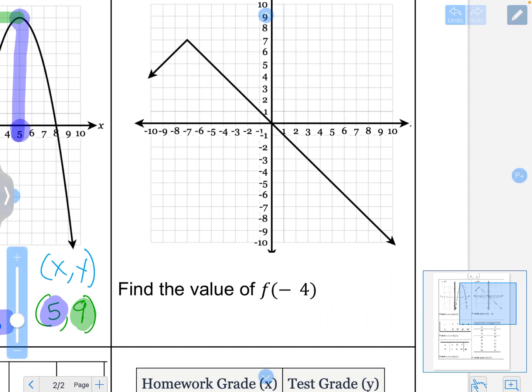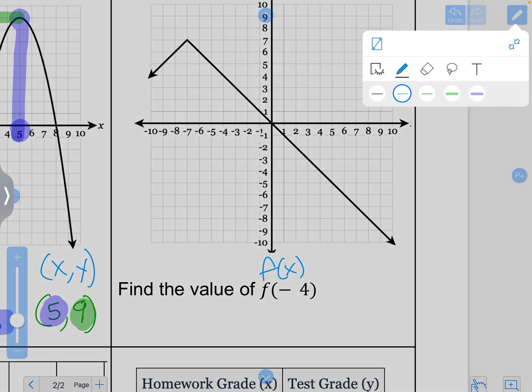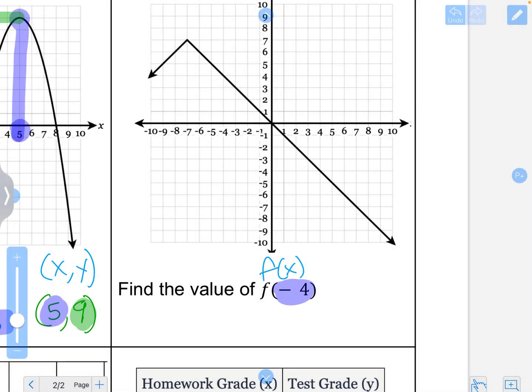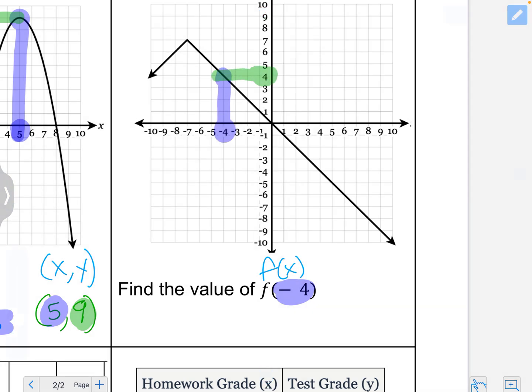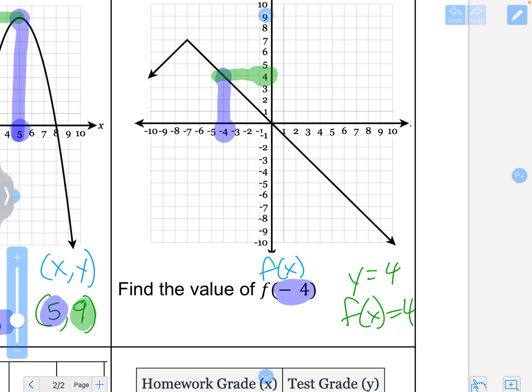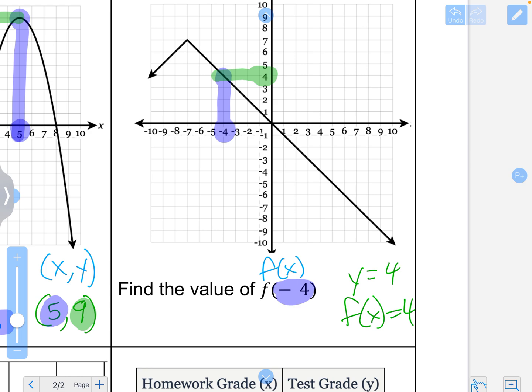So we're going to do the same thing over here. This f of x tells me that my input, or my x value, is negative 4. So I'm going to find negative 4, stop when I get to the line, and then I'm going to trace over. So our output, or our y value, equals 4. But again, we write it like this, f of x equals 4. And so our point on the graph is negative 4, comma 4.